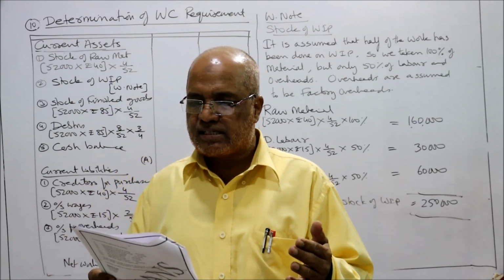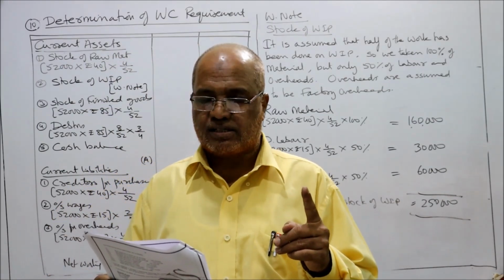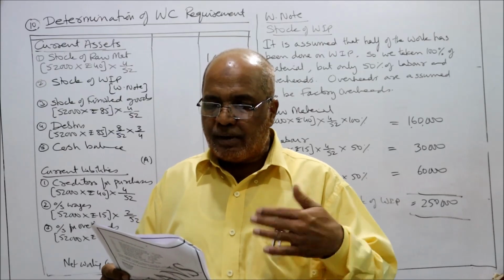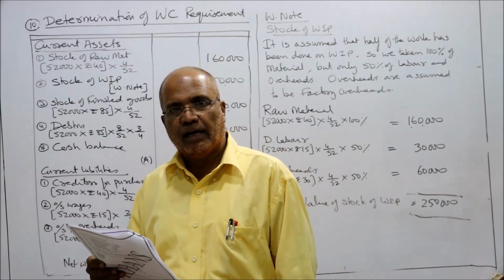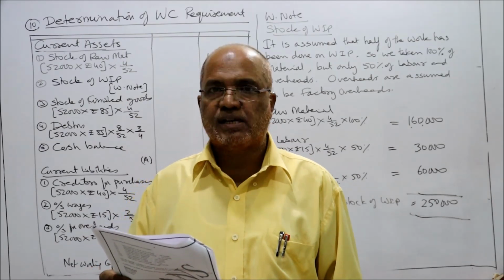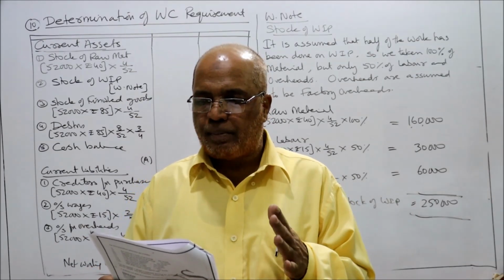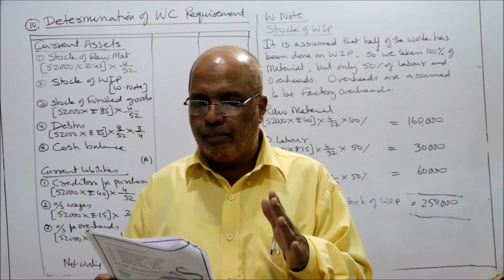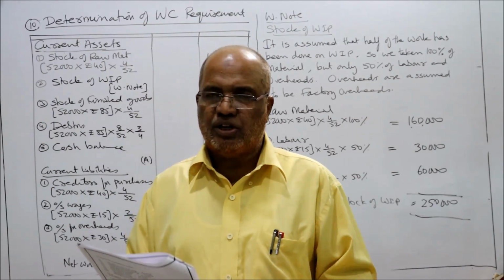Suppliers of material extend 1 month credit. These are creditors. 2 months credit is normally allowed to debtors. Debtors 2 months. A minimum cash balance of 25,000 is expected to be maintained. The production pattern is assumed to be even during the year. Prepare a statement of working capital determination.